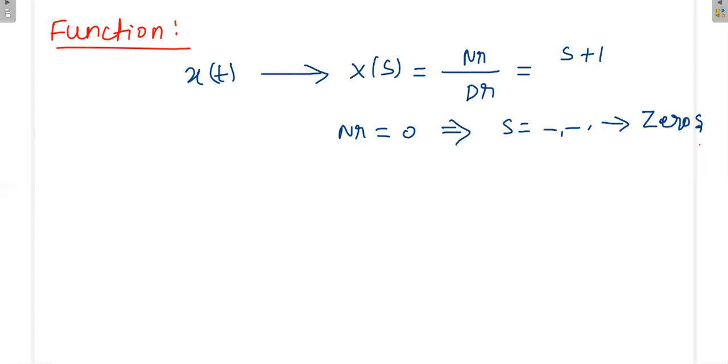Then if you make the denominator equal to zero, again you will be getting some value for s. That value we are calling a pole. Why? Because when you substitute this value of s in the transfer function, the transfer function becomes infinite.